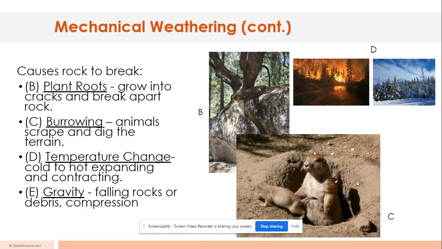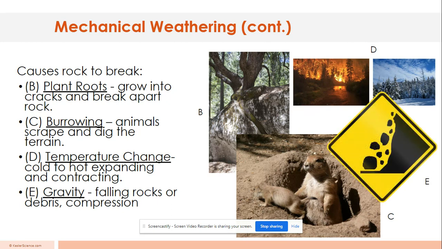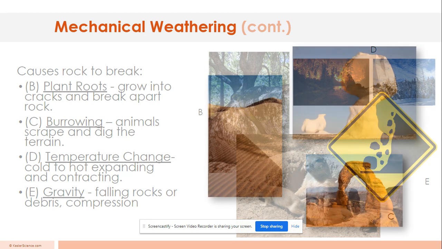Another thing is temperature change. We know that as something gets hot, except for water, it expands, and then as it cools, it contracts. And so rocks do that, minerals do that. They expand and contract and expand and contract. And all that movement does create cracks and weathering. Another thing is gravity. Falling rocks and debris, compression, that's going to make things break into pieces.